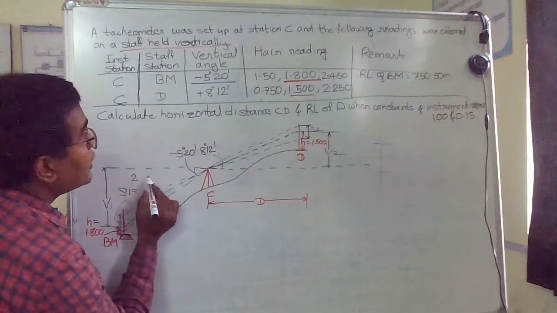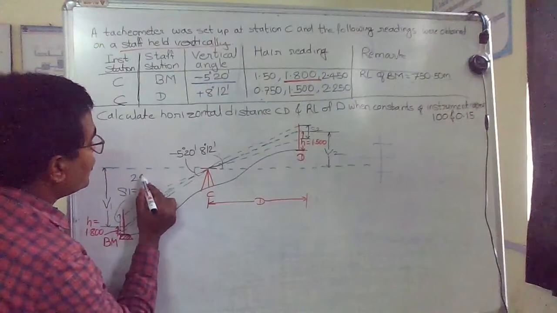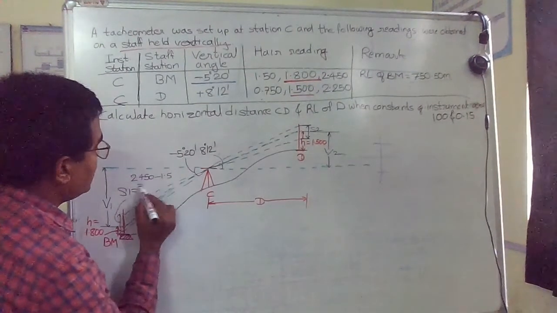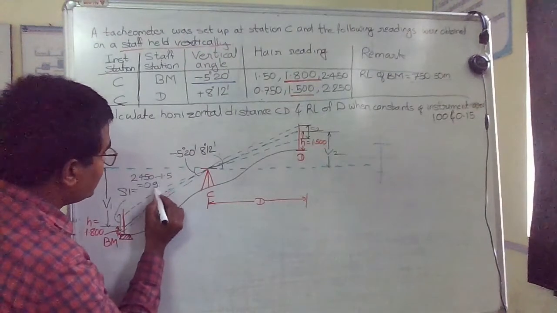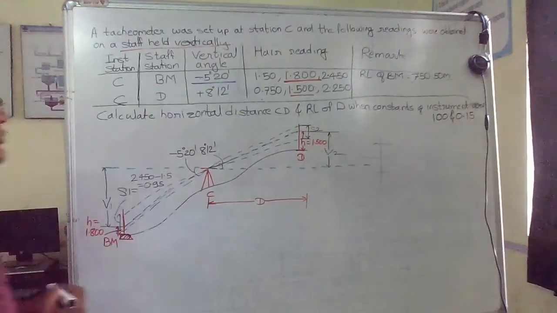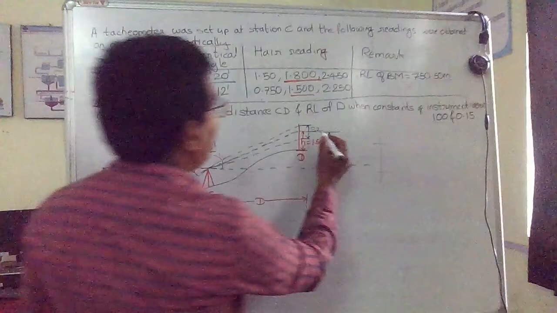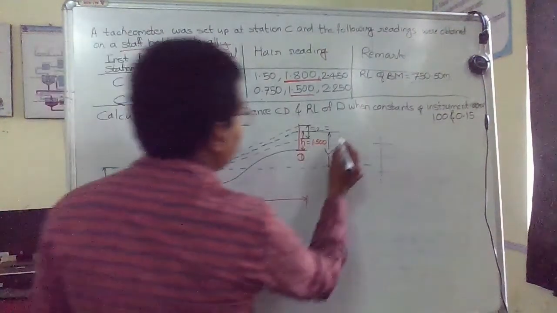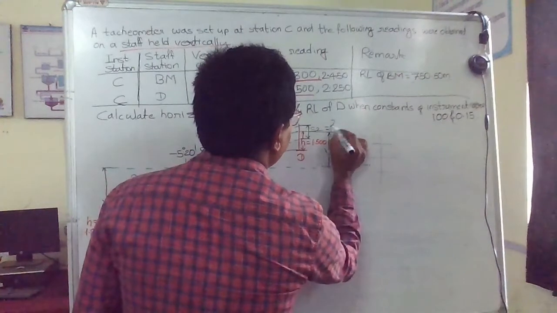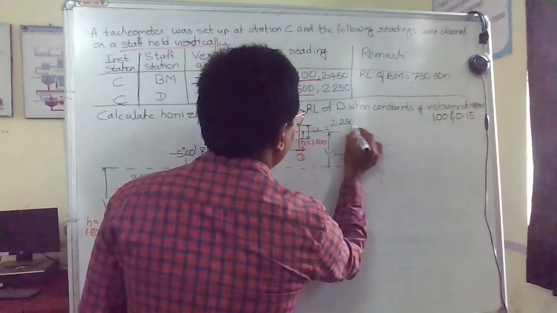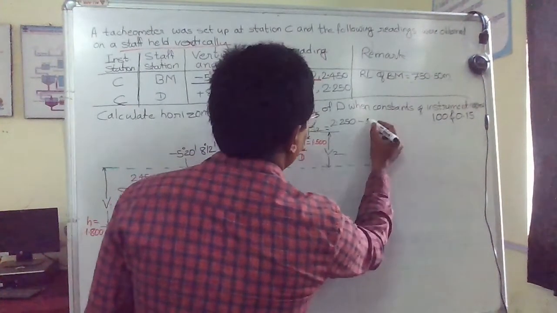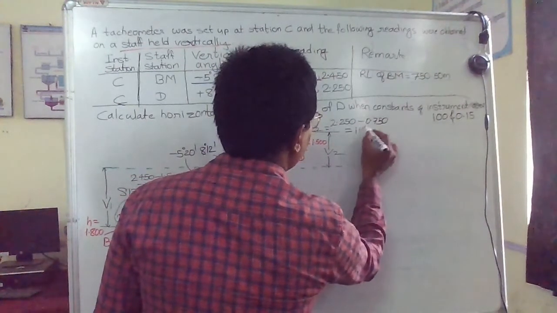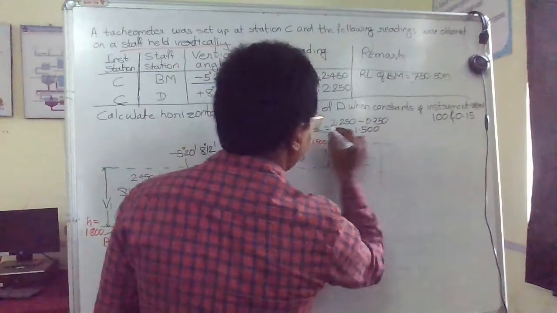We can calculate the value of S1: 2.450 minus 1.5, that is nothing but 0.95. Again here, the value of S2 is equal to the upper crosshair reading minus the lower crosshair reading, that is 2.250 minus 0.750, and it is nothing but 1.500. This is the value of S2.